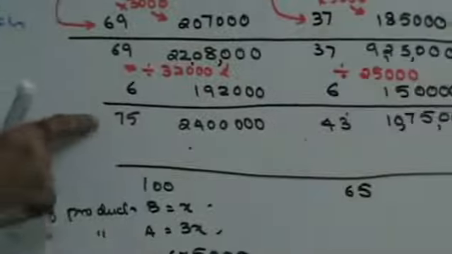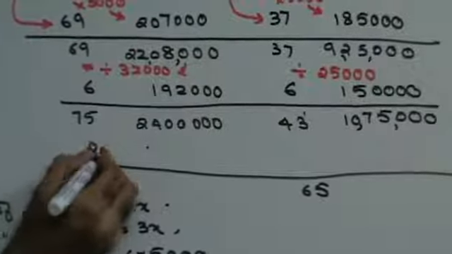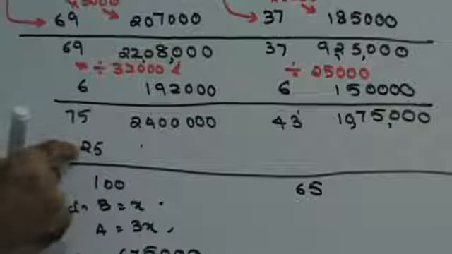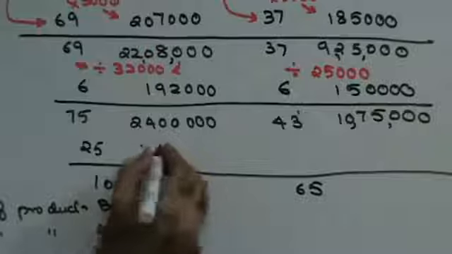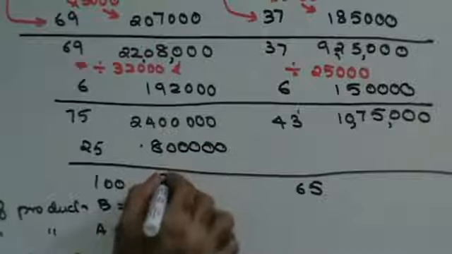Okay? Cost price is 75, selling price is 100. That means profit is going to be 25. Multiply it by the number of units sold. 25 per unit. You have sold 32,000 units. 8 lakhs. So 24 and 8, 32 lakhs.